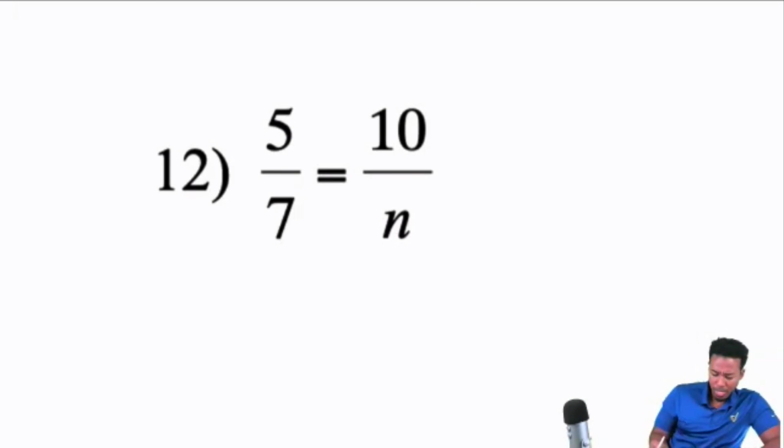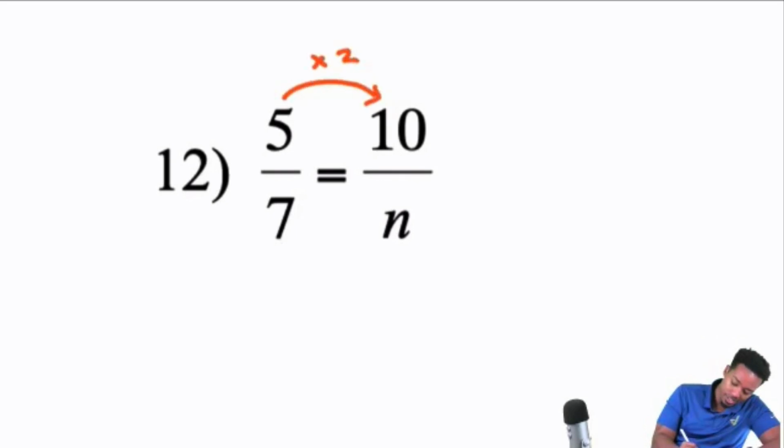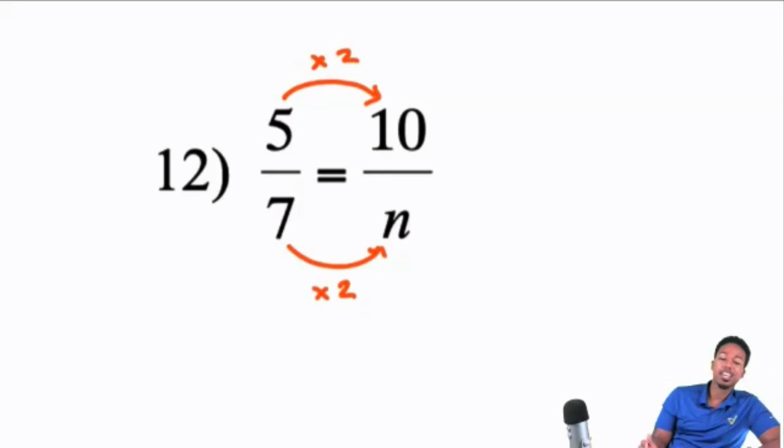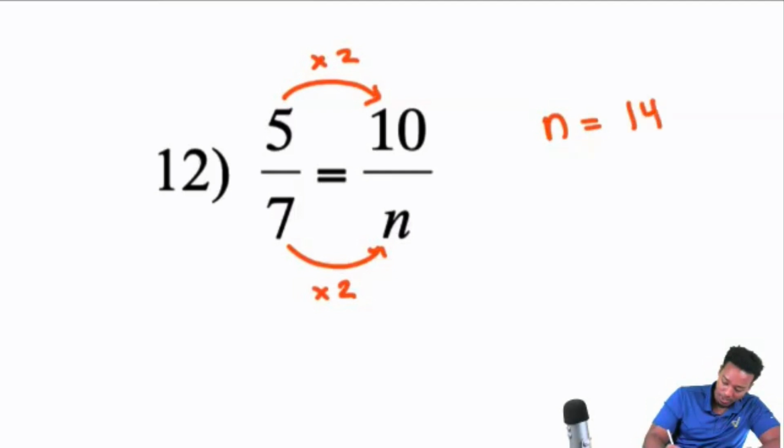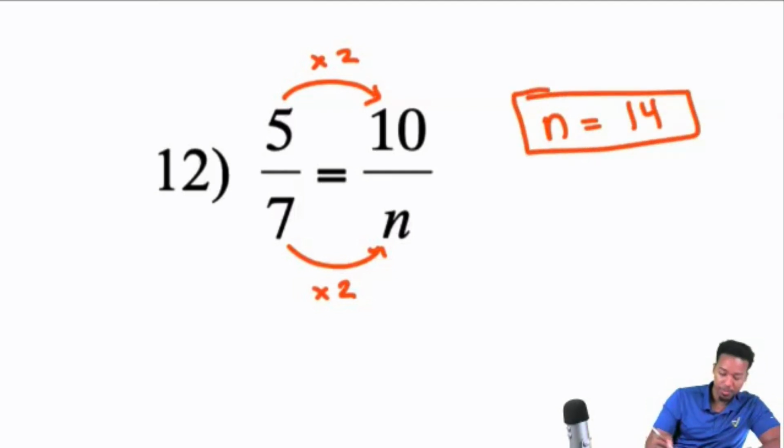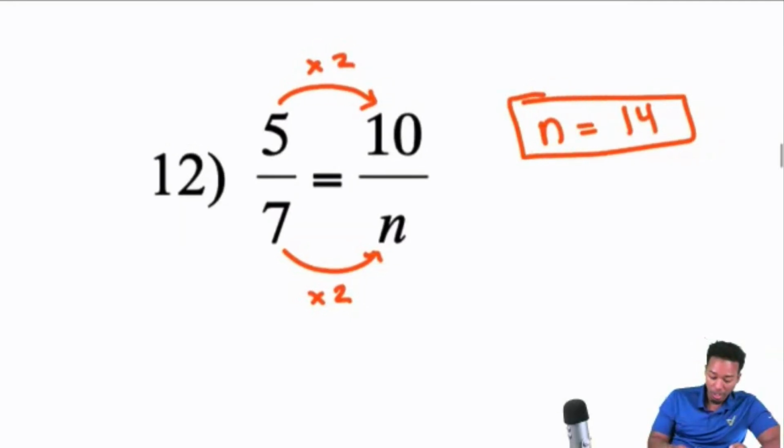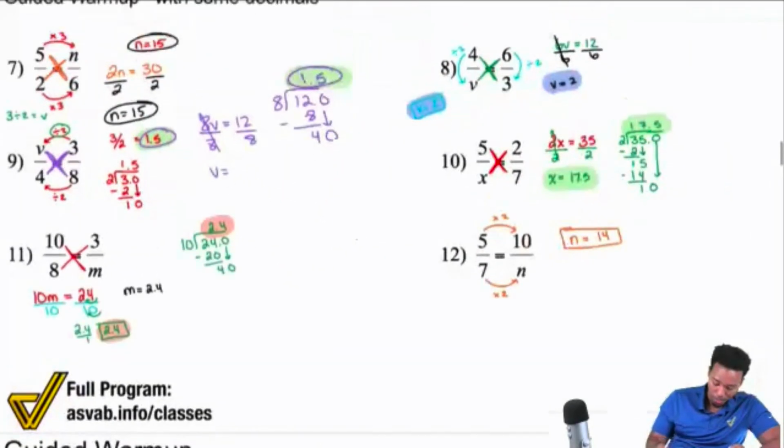I got you. So here, when you're looking at this one, it's actually much less stressful, right, everybody? Because we can take a look at this and say, hey, 5 to 10 times 2, 7 to n, same deal. What's the answer going to be, everybody? This one's definitely a lot more manageable, right? So yeah, this one's going to be n equals 14. N equals 14. And so that concludes the round of warm-ups.